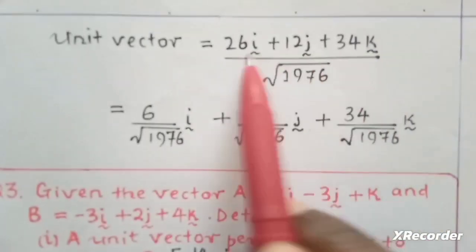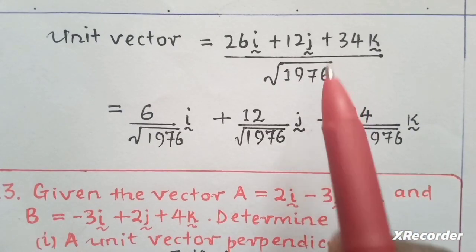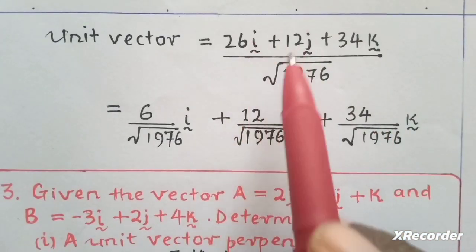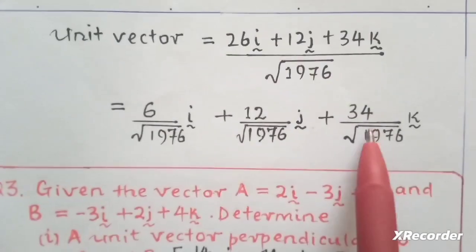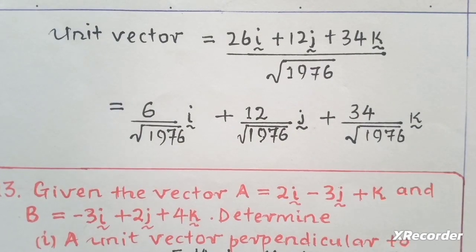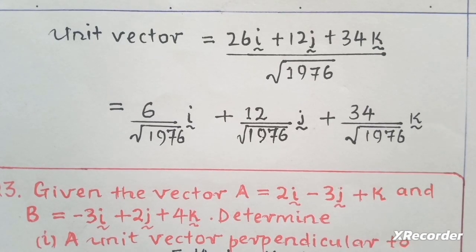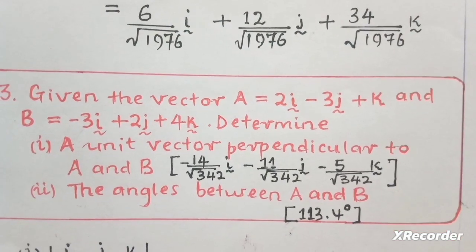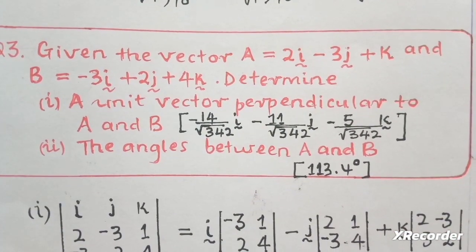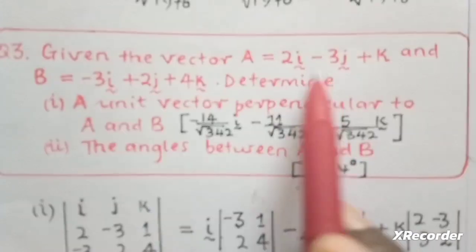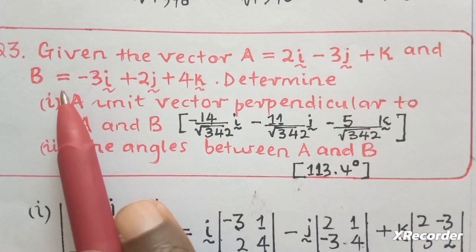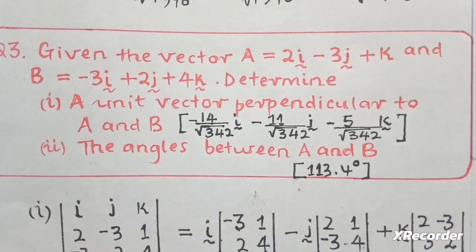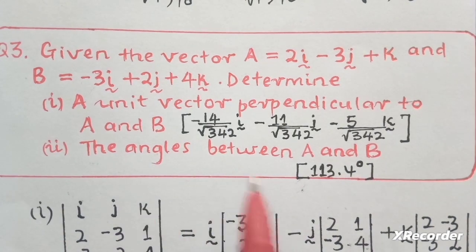So this is now our solution. Then you can divide this into different fractions, and when you do that, you get that. So that is the unit vector. From there, guys, we come to yet another question, and this will be our final question for this lesson. The question states: given the vector A and another vector B, determine a unit vector perpendicular to A and B, and then the angle between A and B.